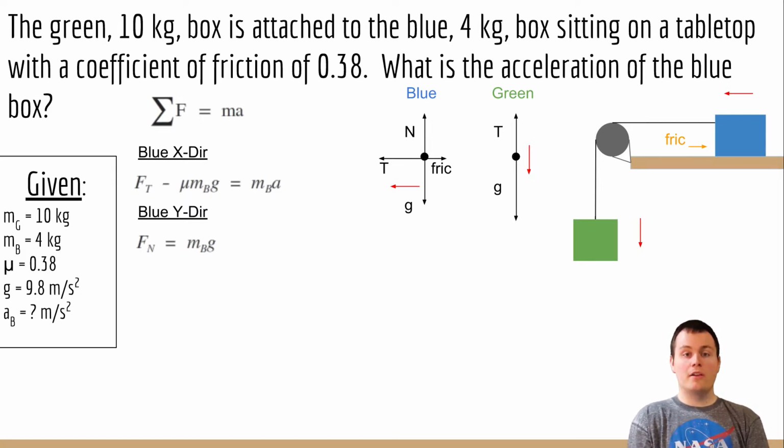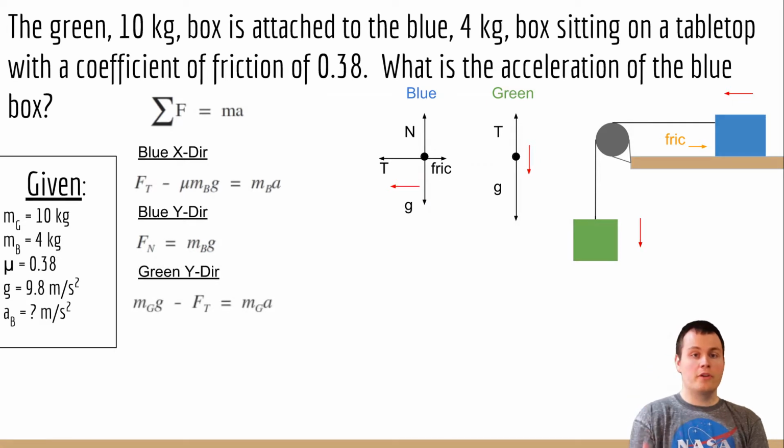And now for the green block, we only have forces in the vertical direction: gravity pulling downward, minus the force of tension pulling upward, and that's going to be equal to the mass of the green block times acceleration.